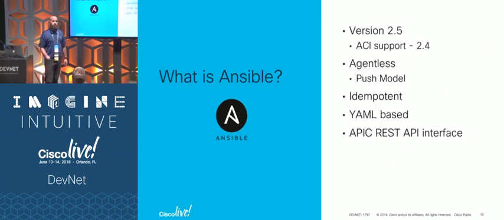The current version as of right now is 2.5. I believe it is 2.5.2. I believe it's 2.5.3. 2.5.3 might be the latest version. 2.5.2 is what I have installed on my control system. ACI support is relatively new.